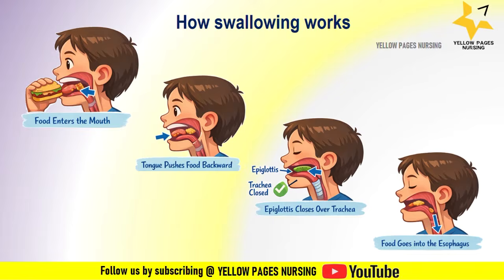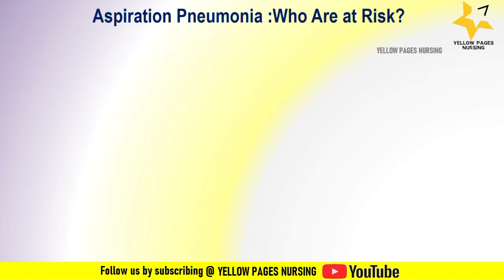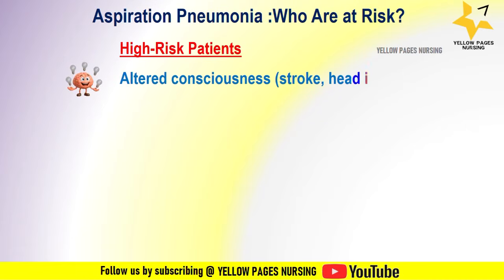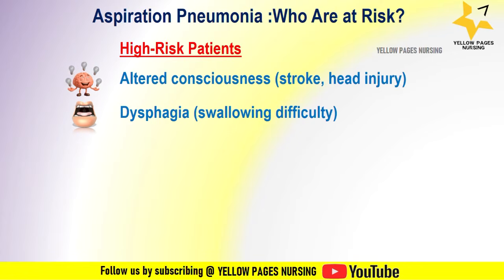Next, let's discuss who is at risk for aspiration pneumonia. First is altered consciousness. For example, stroke patients, head injury, seizure, and patients who are on sedation. Here, the patient will not be able to swallow or cough properly. Next is patients with swallowing difficulty, that is dysphagia. Next is elderly patients who have weak swallowing muscles and poor gag reflex. Thereby, food easily enters into the lungs.